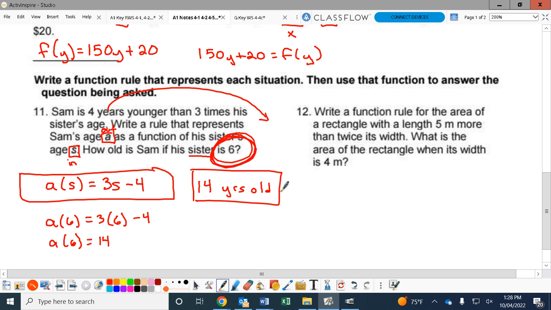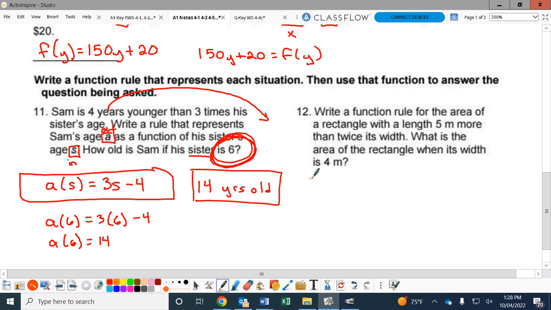The unit matters. All right, you've got to put it in context. 14 years old. If you wrote a full sentence, okay, Sam is 14 years old and his sister is 6, I would take that too, but you don't need all that. Just 14 years old.